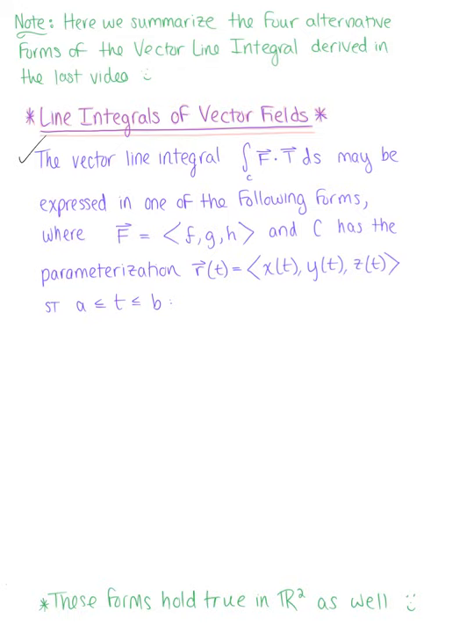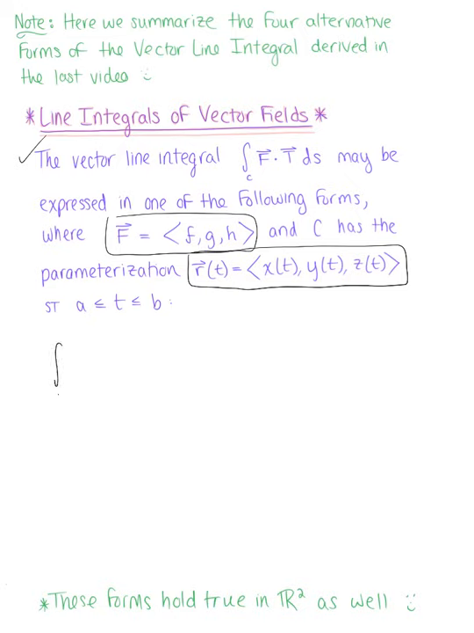of the following forms, where the vector field has components f, g, h, and C has the parameterization vector r of t, defined by the components x of t, y of t, z of t, such that t is greater than or equal to a, less than or equal to b. And so we have the following forms for that arbitrary parameter.